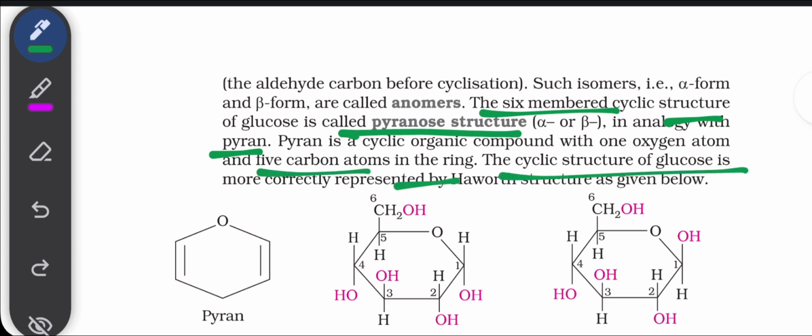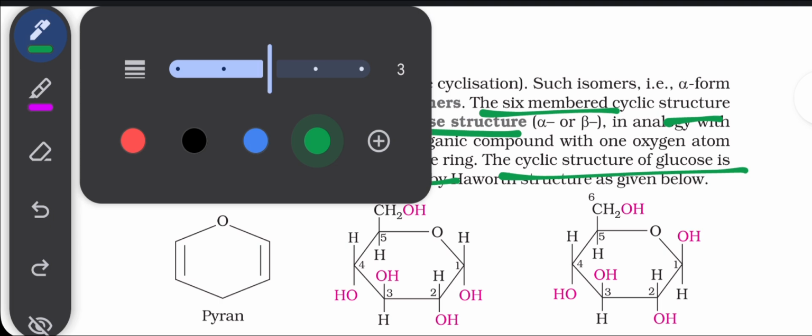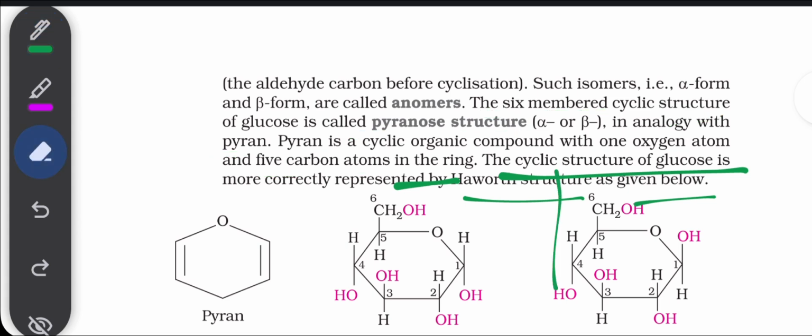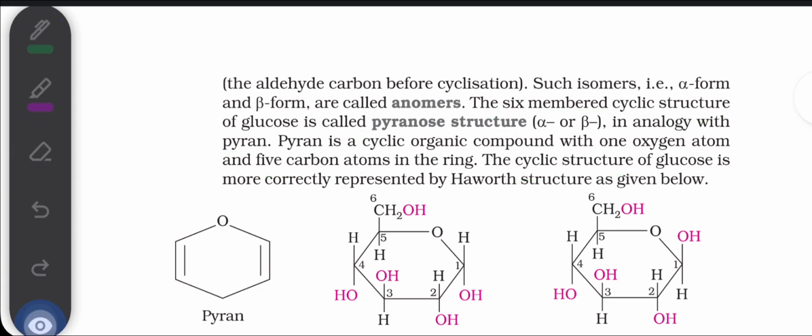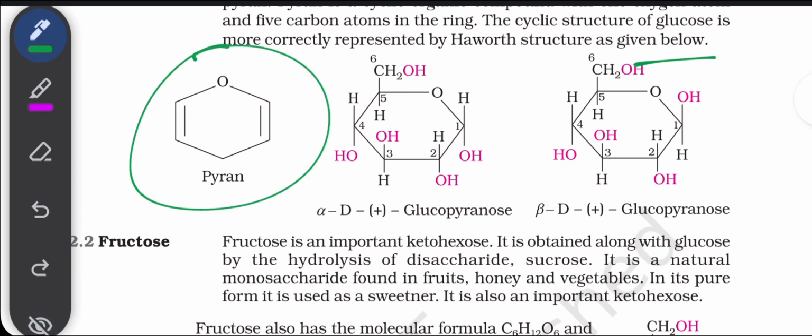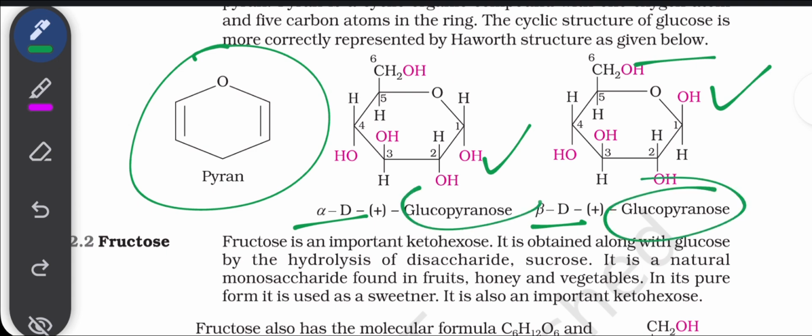The cyclic structure of glucose is most commonly given by the Haworth structure, given below. Haworth structure. Okay. This is the pyran ring, and this is alpha, and this is beta. In beta the OH is on the upper side, and in alpha the OH is on the lower side. And this is glucopyranose. Obviously 5 carbon atoms, 1 2 3 4 5 in the ring and 1 oxygen in the ring. So this is the pyran ring.